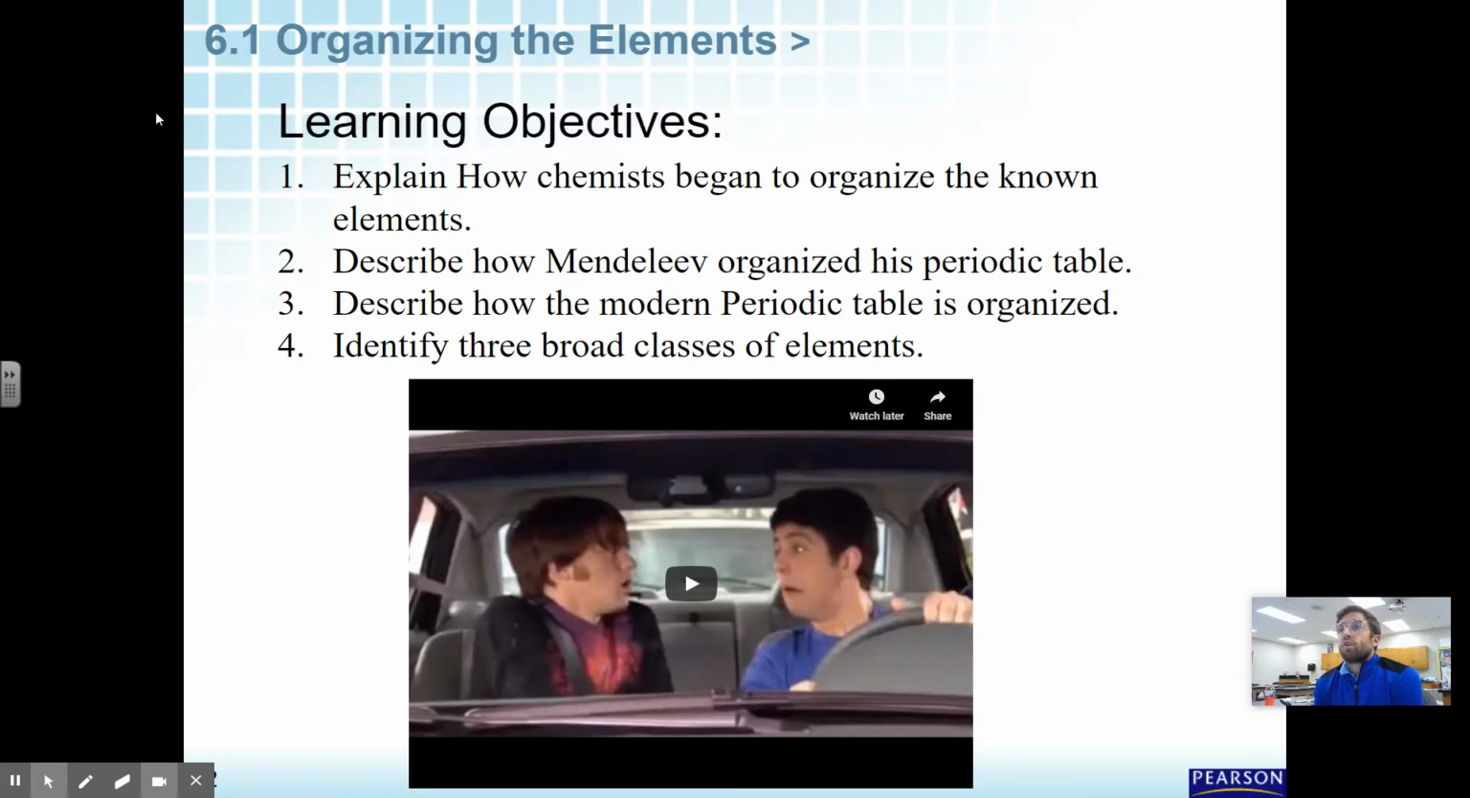So, the learning objectives for today, though, are to first explain how chemists began to organize the known elements. Second, describe how Mendeleev organized his periodic table. Third, describe how the modern periodic table is organized. And the fourth one, the last one, is to identify three broad classes of elements.